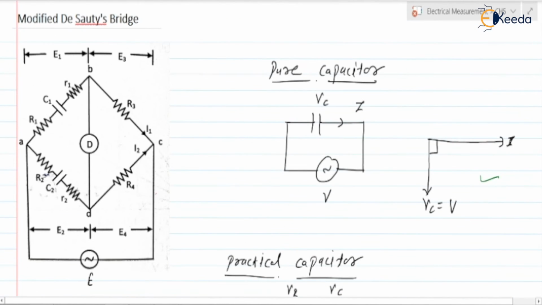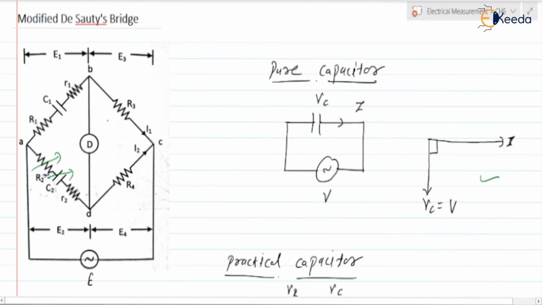Now coming towards the main topic, that is the modified De Sauty's bridge. Very simple. Here we are having practical capacitors, so that's why I added a resistor R1 and here it is R2. Now we are going to vary the capacitor value C2 and R2, and accordingly we are going to match the deflection of the galvanometer.